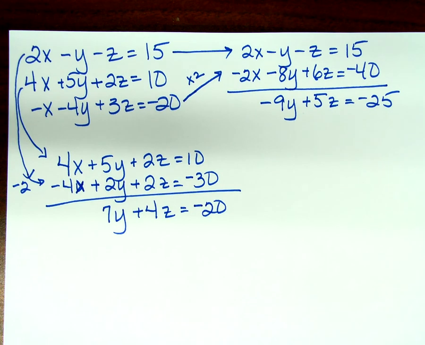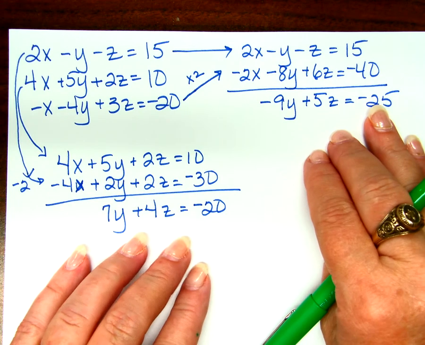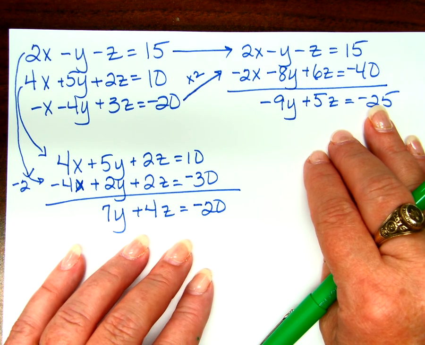Now I have a system with 2 variables and 2 equations. So I start over, right? Okay. So now I want to eliminate either y or z using this system right here. Which do you choose? Z is probably the best choice. Okay. The numbers are smaller, right?